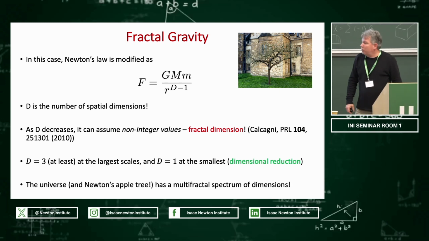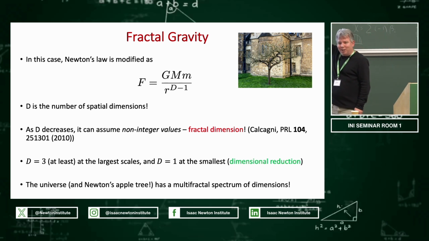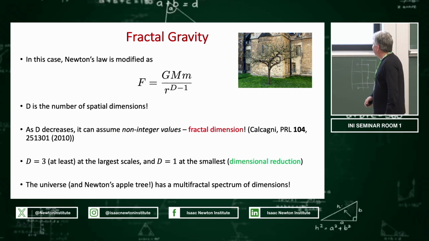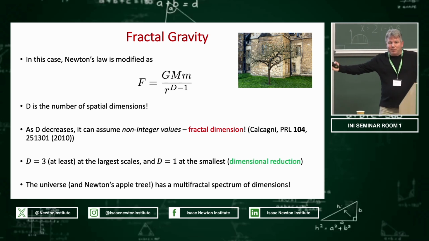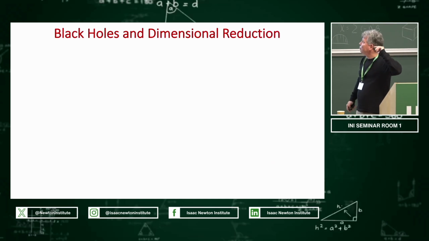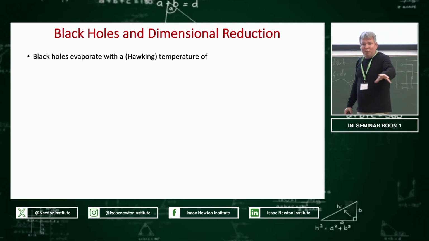But it's limited. D equals 3 at one end, D equals 1 at the smallest. Okay? And of course Newton should have known he was sitting under a fractal when he came up with gravity, right? So he should have done that. Anyway, the universe itself has a multifractal spectrum of dimensions. And that brings me to my last slide. Okay. So this has to do with black holes.